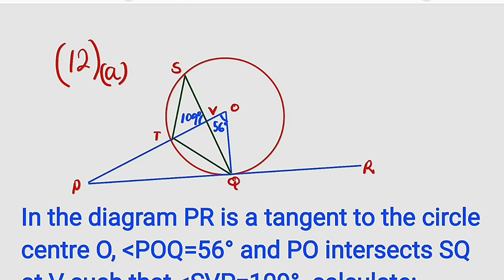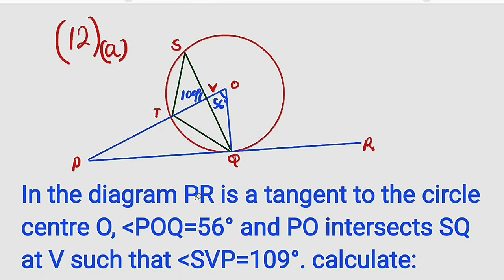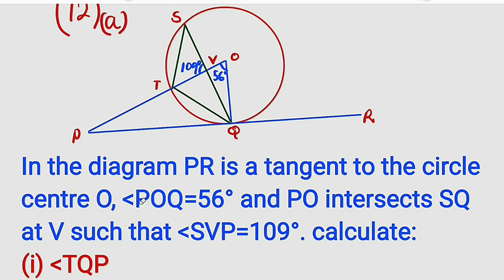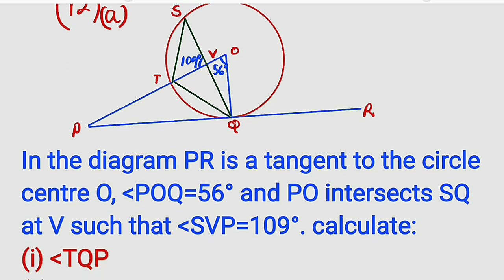Question number 12a is under circle theorem, and we are given a diagram right here. So in the diagram, the line PR is a tangent, remember a tangent touches the circle at exactly one point, which is at Q. The measure of POQ, which is an angle, is 56 degrees. POQ, we are talking about this angle.